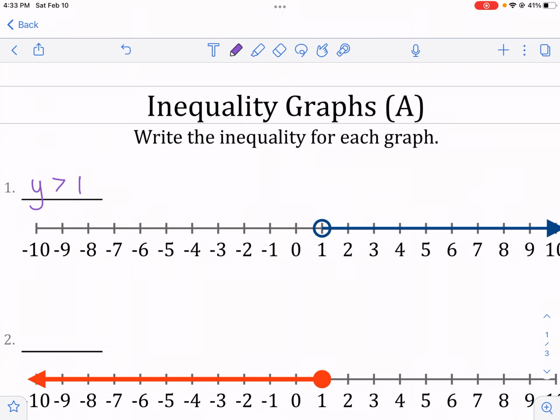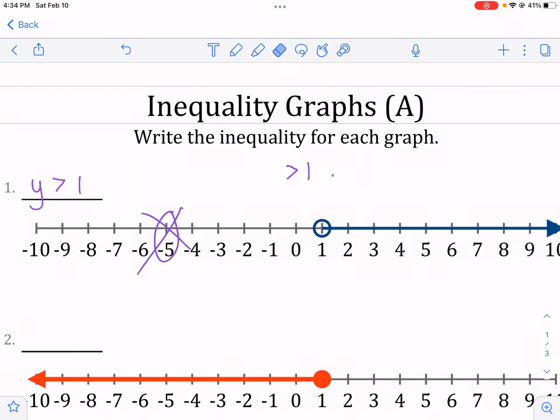So let's say I plugged in, let's make it negative 5 here. I want to plug in negative 5 into my variable to see if it makes a true statement. Is negative 5 greater than 1? It is not. Therefore, I know negative 5 cannot be part of the solution. The graph can't be over here.